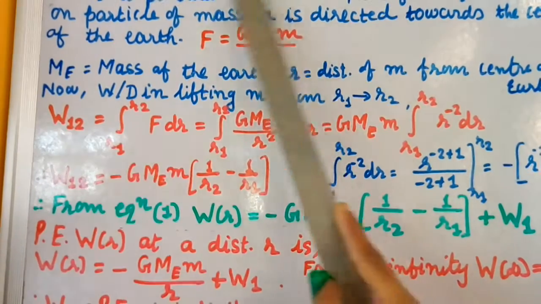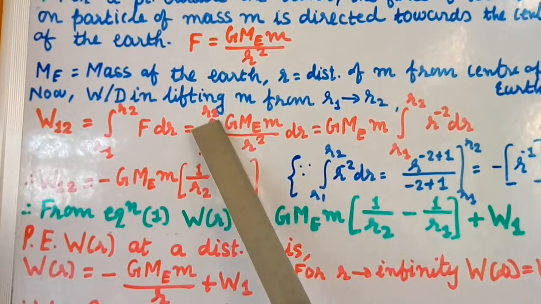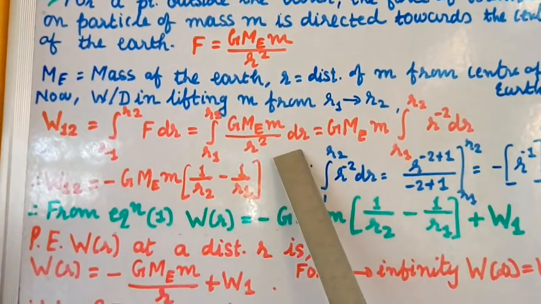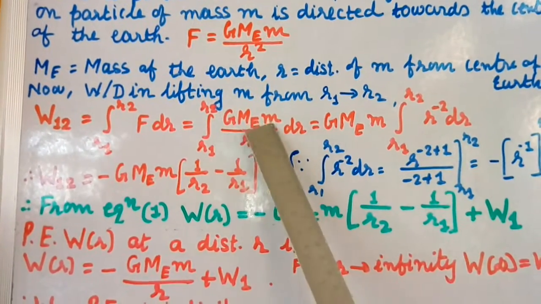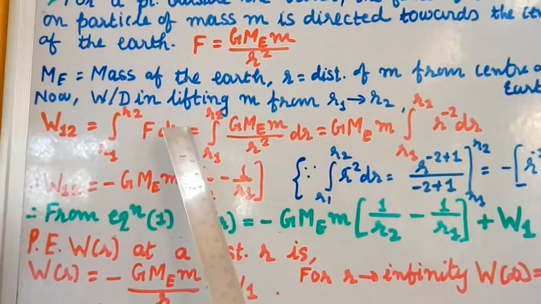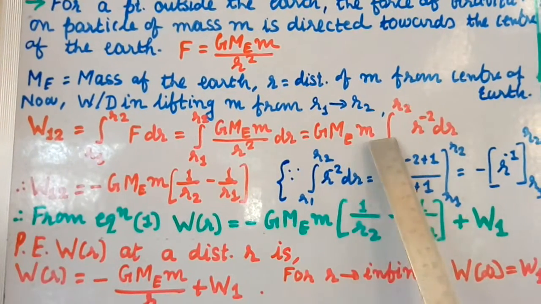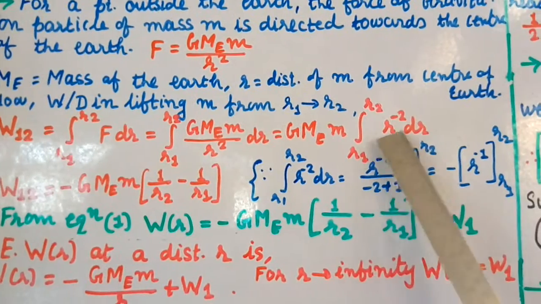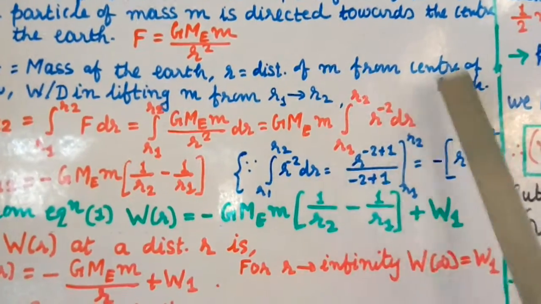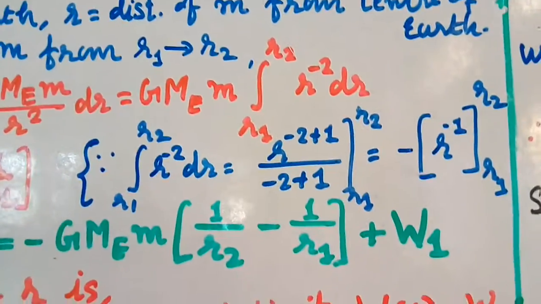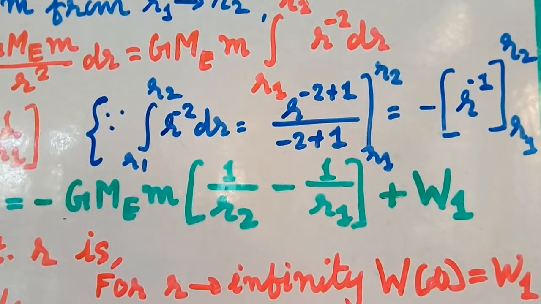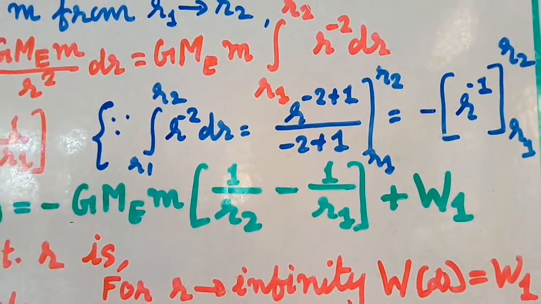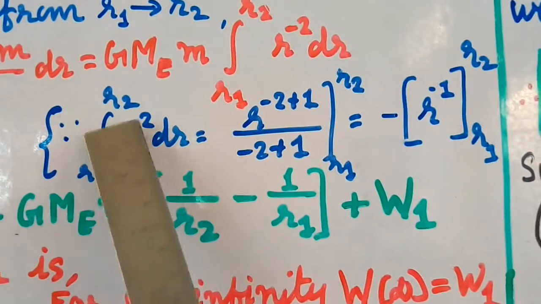Put the value of F from here. So integral r1 to r2 G M_E m by r square into dr, equal to, now here G M_E m will be constant, so you can take it out of the integral, so you get G M_E m integral r1 to r2, and this 1 by r square, if you take it in the numerator, will become r power minus 2 dr. Now this you have to integrate. For this integral, I will use the formula integral x power n dx gives you x power n plus 1 divided by n plus 1. So here it is r power minus 2 dr.